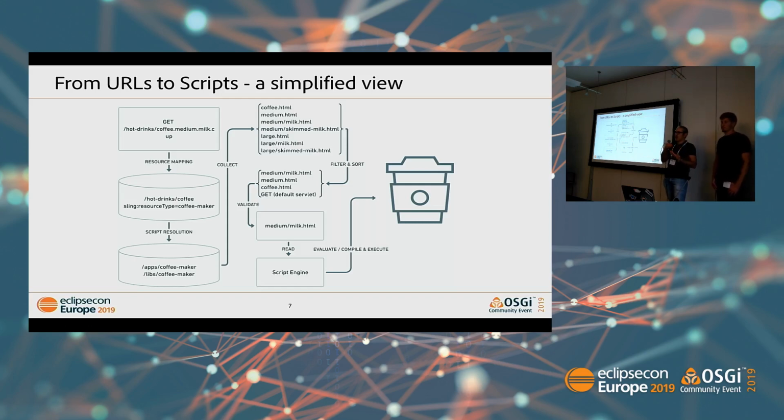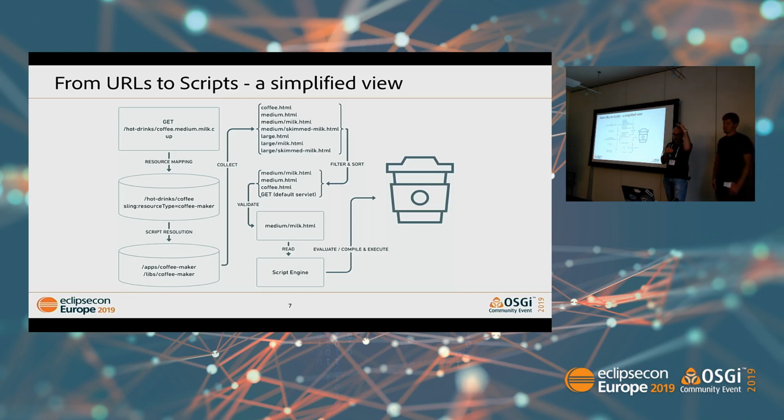And then a script from apps could overlay a script from libs, assuming that the relative path to the search path, so the relative path to apps or libs, is the same. So if I want to overlay the default libs coffee maker script, I just create another coffee maker script in apps. But that's more of a detail. It's not necessarily important for this talk, but that's how script resolution works. And then in those paths, we're going to start looking at the scripts provided. And what Sling is going to do is pick the most specific script.